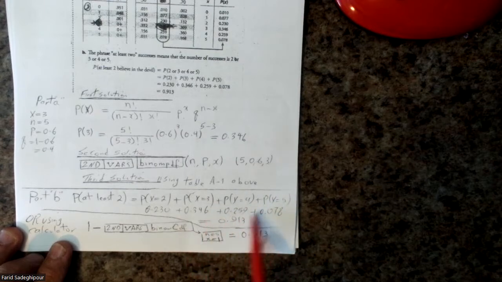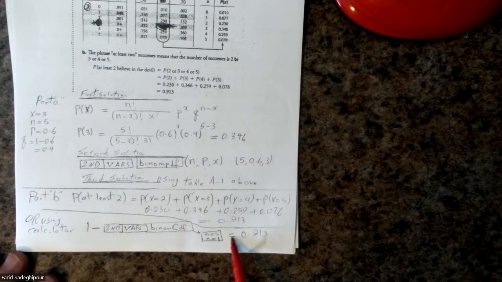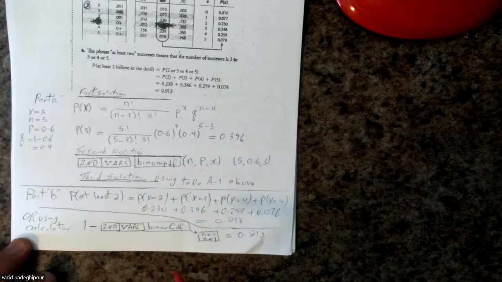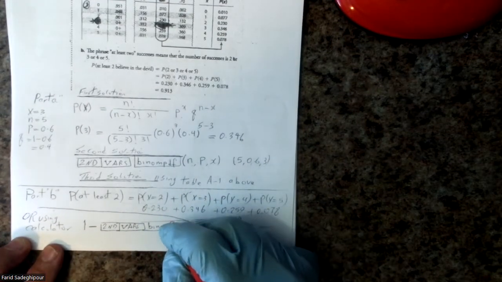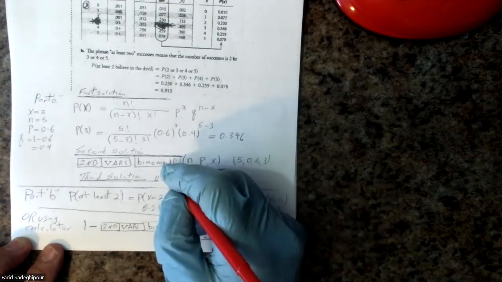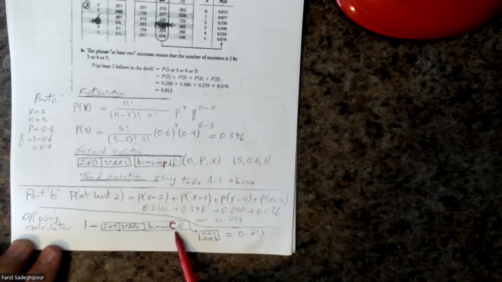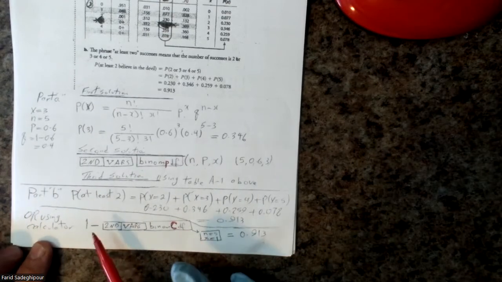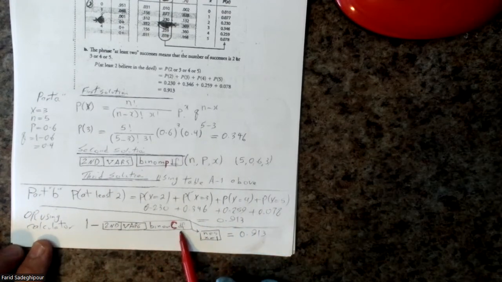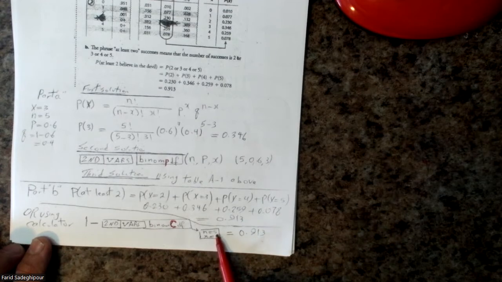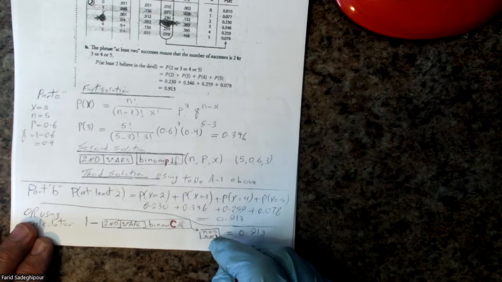You need to calculate all of these, or if you use your calculator, you don't have to find the probability for each number. In that case, you use binomial CDF instead of PDF. Instead of PDF, you use CDF, cumulative. So it is 1 minus binomial CDF, where you put n equal 5 and x equal 1, and that would give you the same number, 0.913.